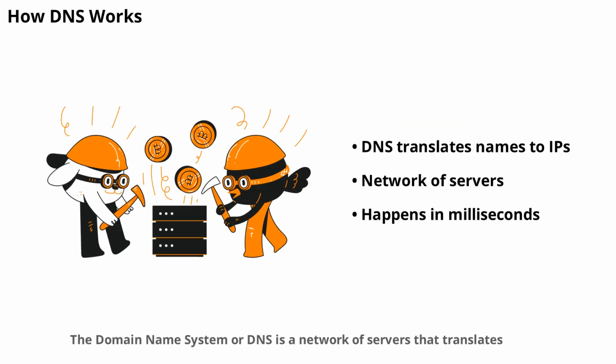The Domain Name System, or DNS, is a network of servers that translates human-friendly domain names into machine-readable IP addresses. When you enter a website address, your device contacts a DNS server, which looks up the correct IP address and sends it back.